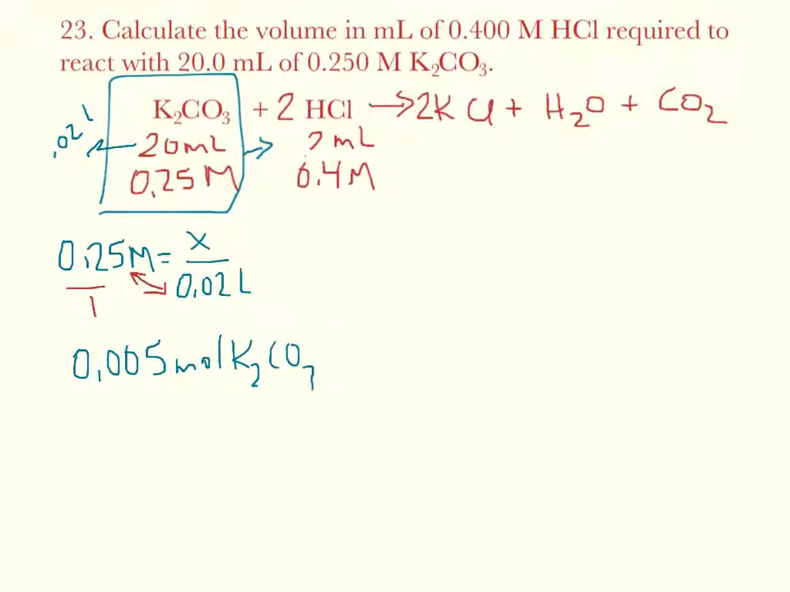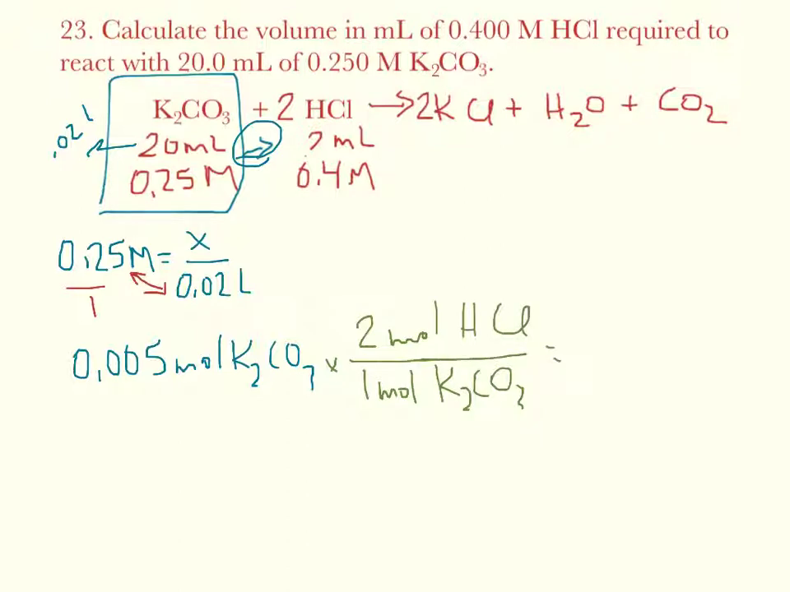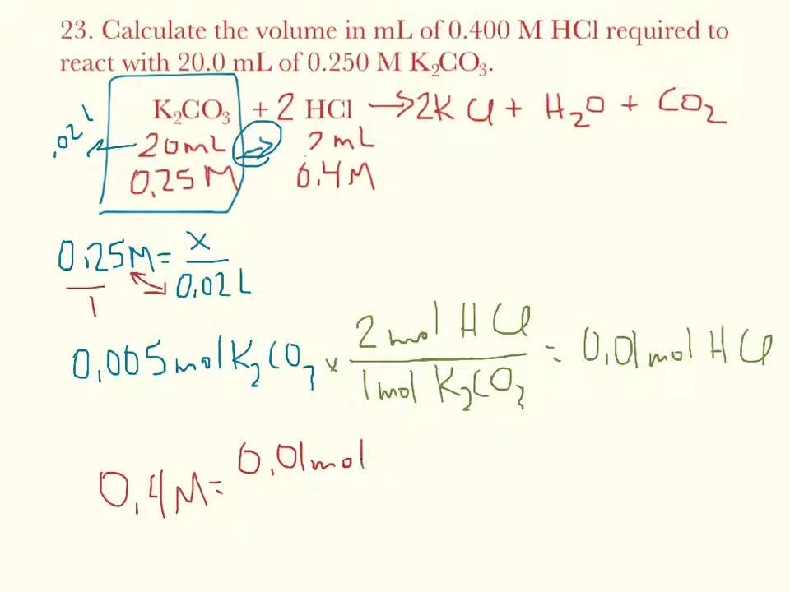K2CO3. So now I'm going to change from moles of K2CO3 to moles of HCl. Using my balanced chemical equation, 1 mole of K2CO3 is equal to 2 moles of HCl it will react with, which gives me a total number of moles of HCl as 0.01 moles of HCl. And now that I have that and the molarity, 0.4 molarity is equal to 0.01 moles of HCl over X.